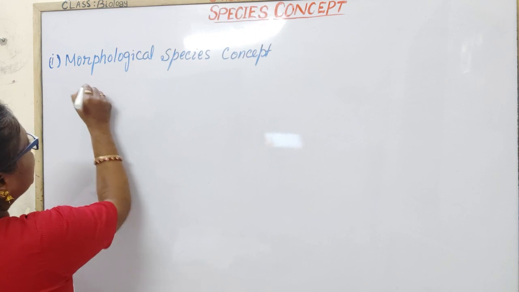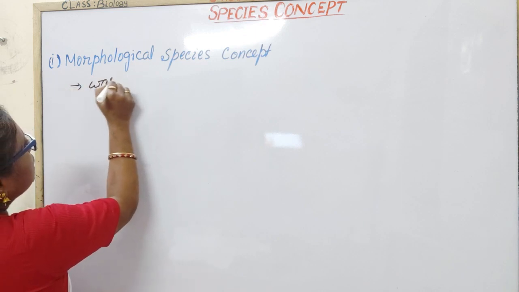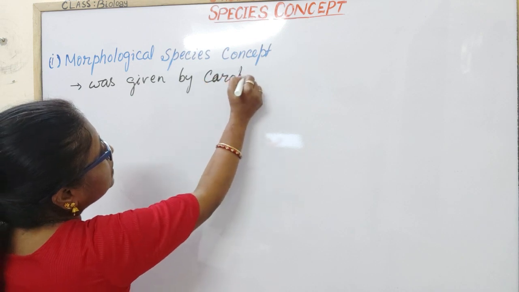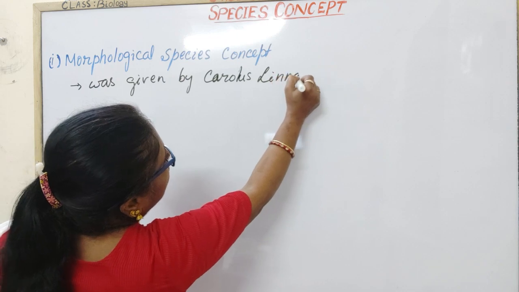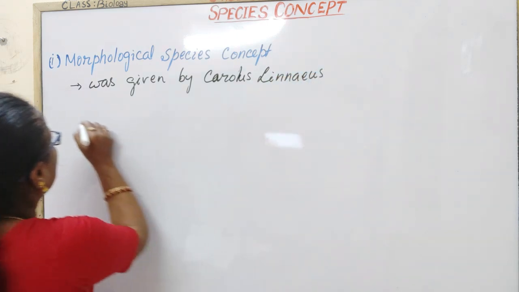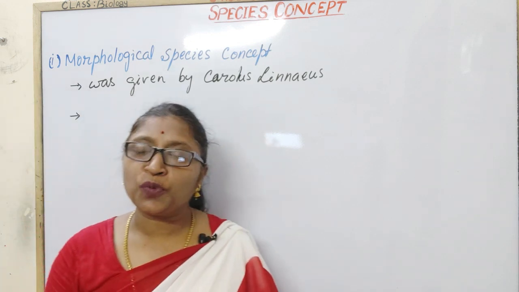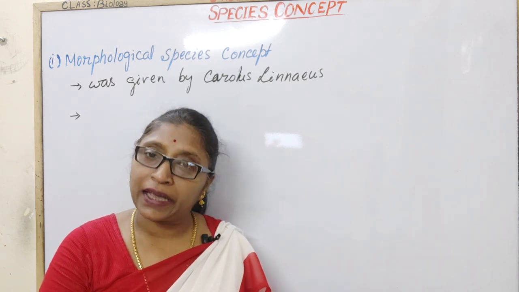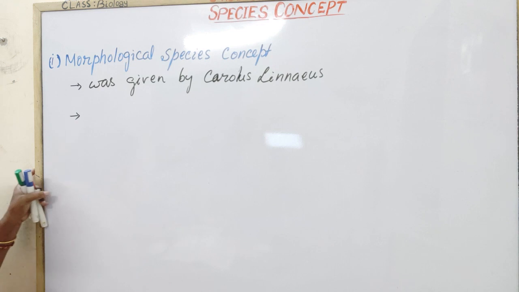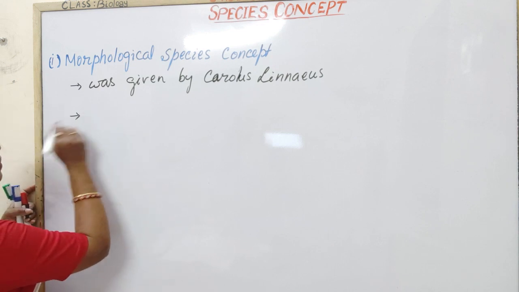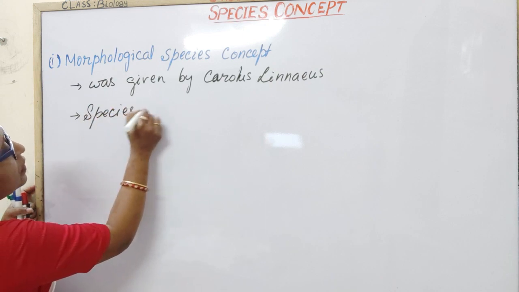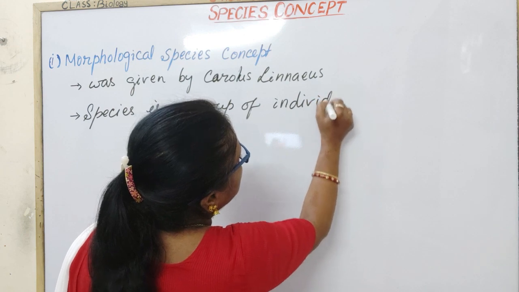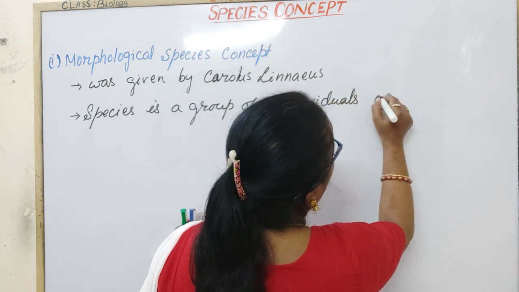Morphological species concept was given by Carolus Linnaeus, C-A-R-O-L-U-S, L-I-N-N-A-E-U-S. According to him, species is a group of individuals which resemble each other in most major morphological characteristics. Species is a group of individuals which resemble each other.